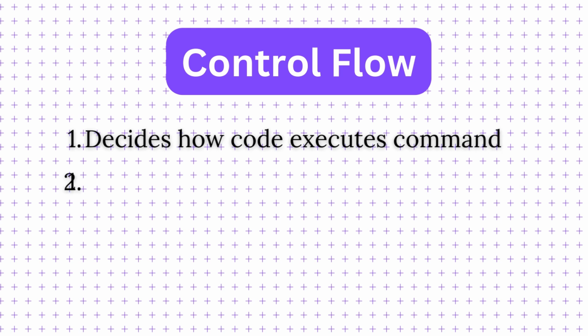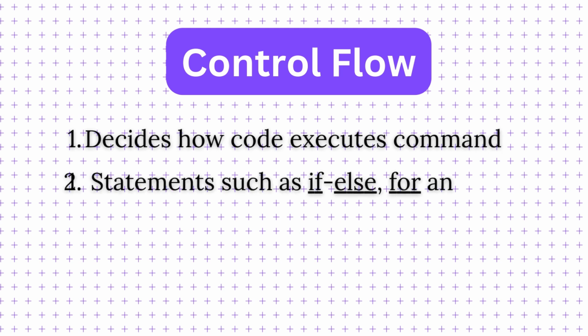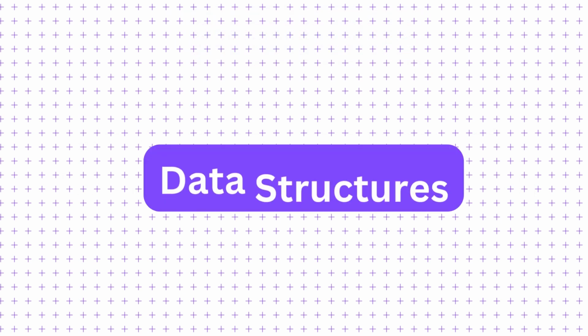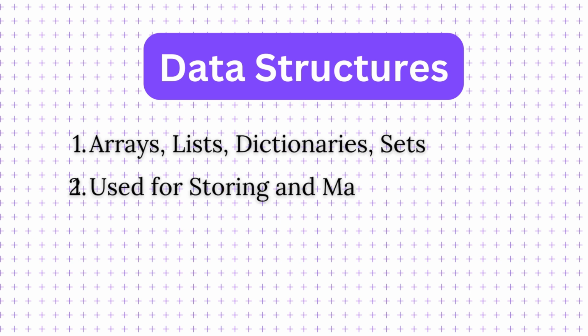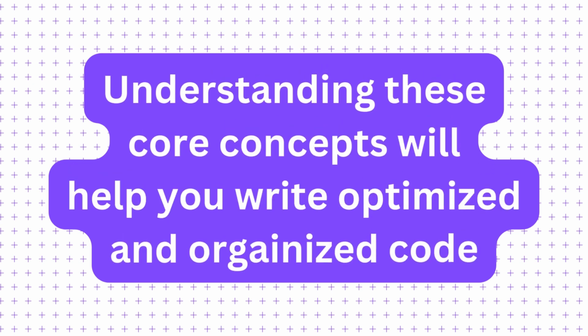Control flow. Control flow statements determine how your program executes commands. The most common examples include conditional statements such as if and else, and loop statements such as for and while. Data structures. Data structures are arrays, lists, dictionaries, and sets. They are used for efficiently storing and managing data. Understanding these core concepts will help you write optimized and organized code.